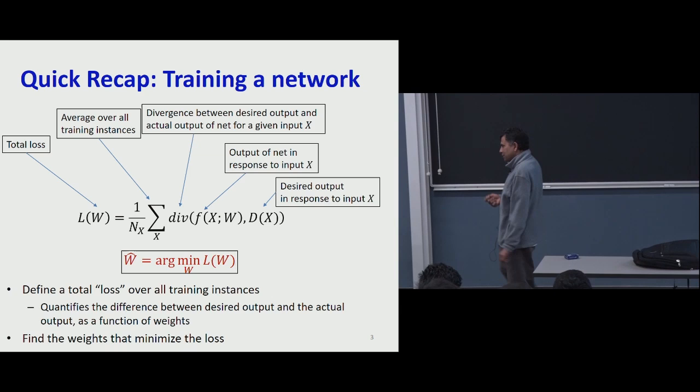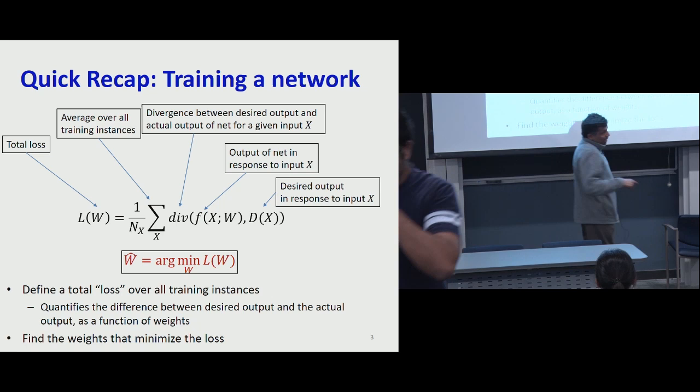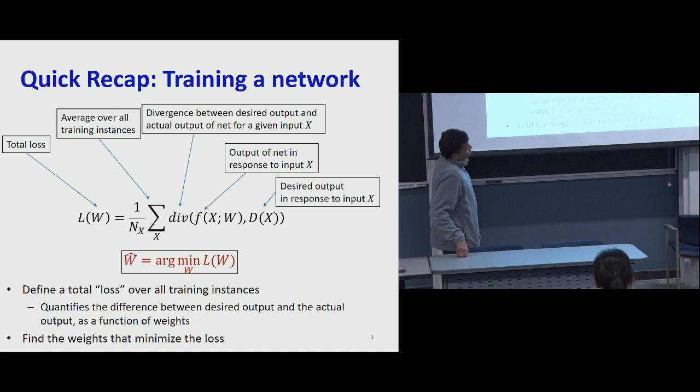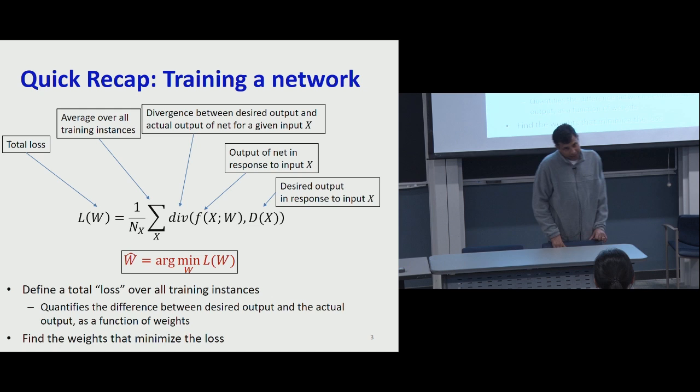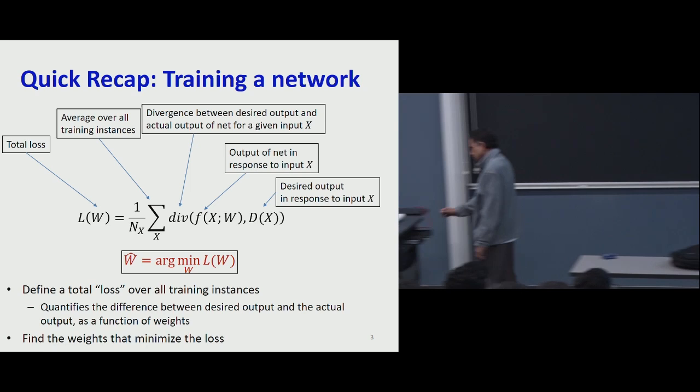This loss has many components. The total loss, of course, is the term L. The summation and the division in front shows that you're performing averaging. The div is actually the divergence function that quantifies the difference between the desired output and the actual output of the network. The divergence function is a function of two terms. The first is the output of the network itself, f, which is where the parameters come in. So the parameters are nested inside the div. And then d of X is the desired output of the network in response to the input X.